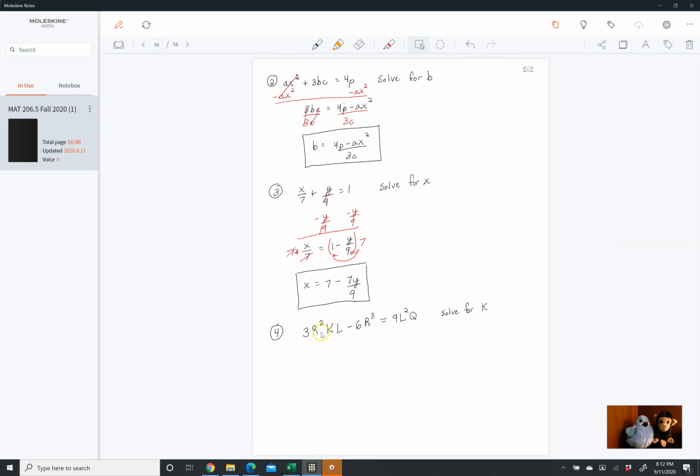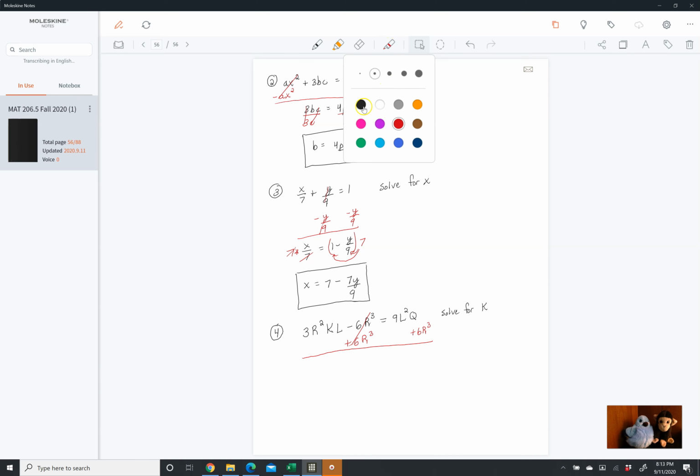The K is in this first term here, so we're going to bring this second term, this minus 6r cubed, over to the other side. How do we do that? Well, it's being subtracted, so we're going to add it to both sides. Remember, it's got to cancel out, right? It's got to be that you're crossing it out from one side. If you can't do that, then you're not using the correct operation. Okay. So what does this give us?